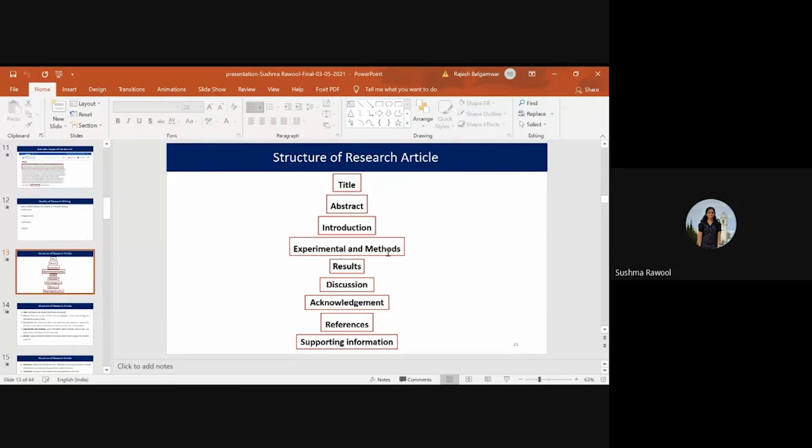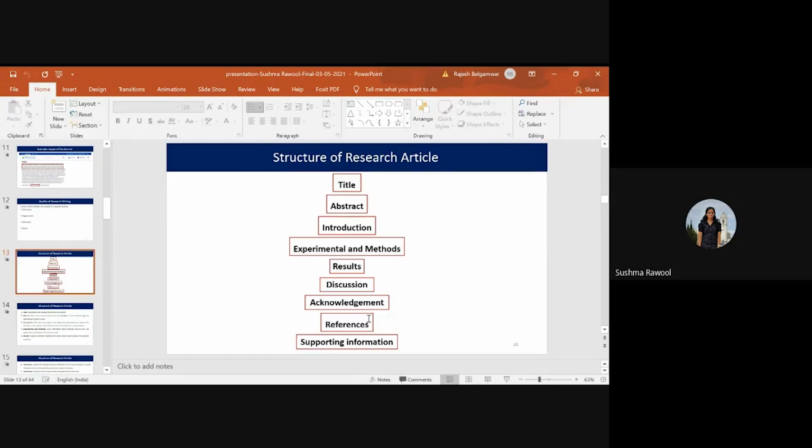The next is the experimental and methods: what they have performed in their laboratory and how they did it. That will be in experimental. Then the results and discussion will conclude the data. Then the acknowledgement, references, and the information which is supportive to your hypothesis but not as important as your main data will come into the supporting information. Most of the time you will find the supporting information as an attachment to your main article.